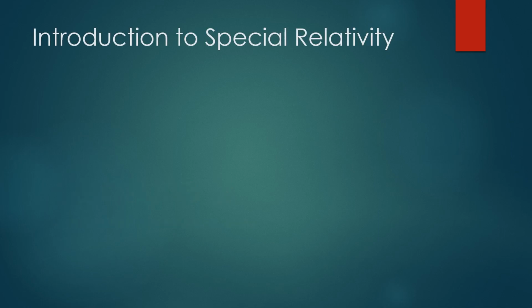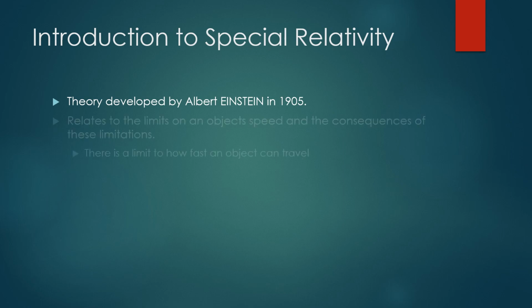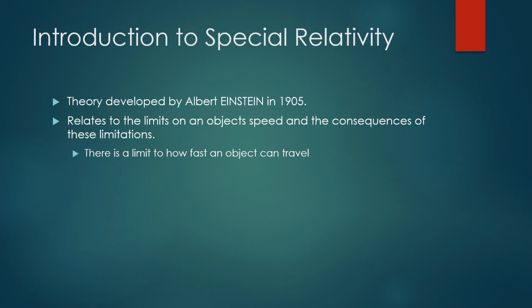As I mentioned in our introductory lecture, the theory of special relativity was developed by the German physicist Albert Einstein back in the year 1905. This theory relates to the limits placed on an object's speed and the consequences of these limitations.